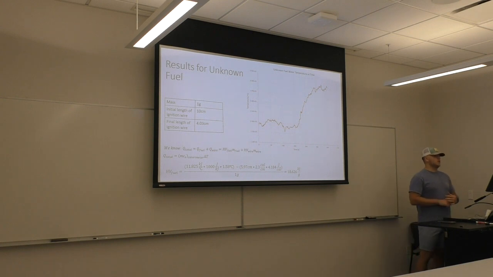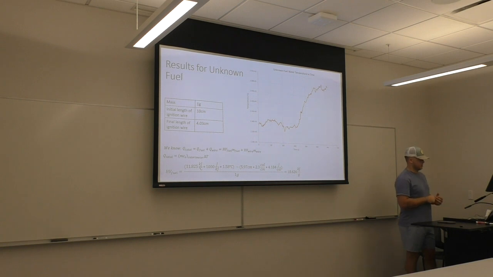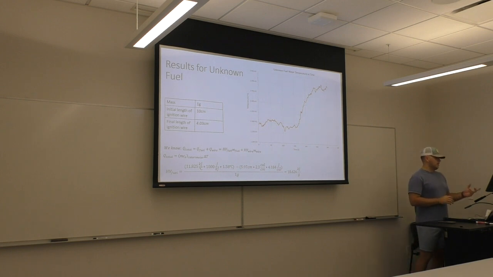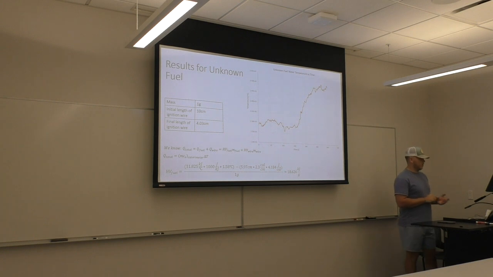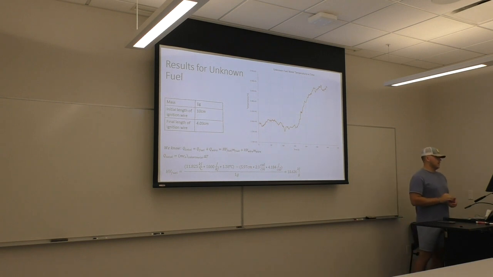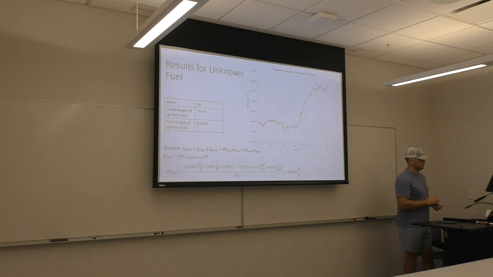So we know that the total heat of combustion is the heat of combustion of the fuel plus the heat of combustion of the wire, which is equal to the high heating value of fuel times the mass of the fuel plus the high heating value of the wire times the mass of the wire. Below is the other equation we've been using, but with the total heat of combustion isolated on the left side. And then below we have the heating value of the fuel solved for, and that equals 18.626 kilojoules per gram.